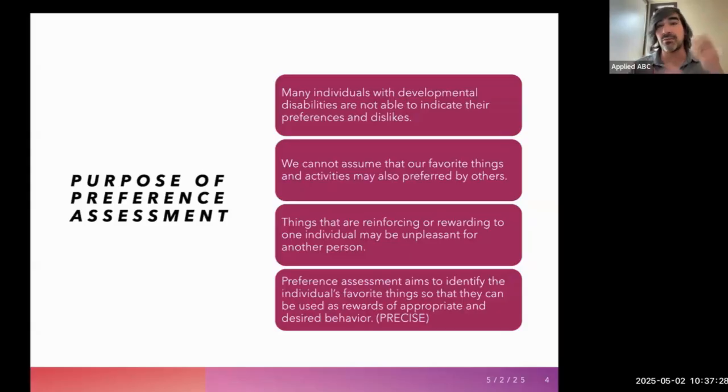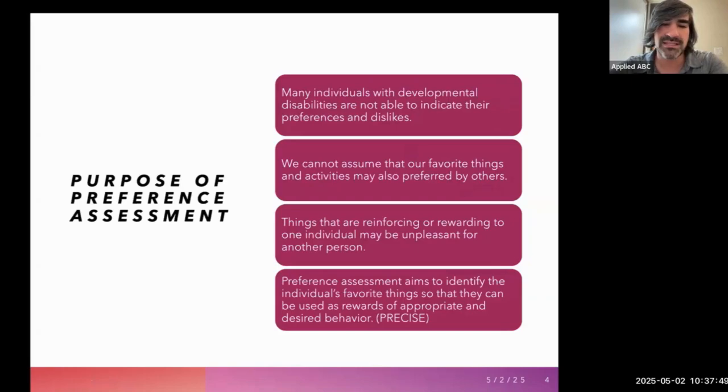You don't just say, "Hey, we're gonna come do this," and you get bubbles. Not every kid likes bubbles or Skittles or whatever it is that you might assume is gonna be effective. So everything's individualized. Things that are reinforcing or rewarding to one individual may be unpleasant for another person. Same idea said another way.